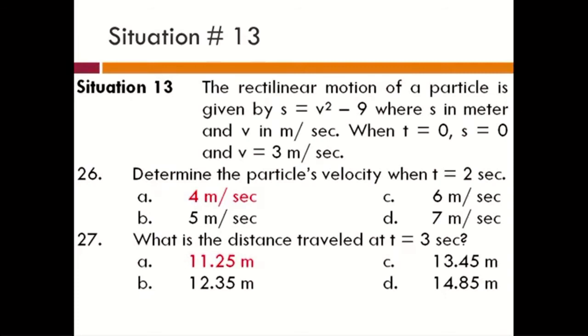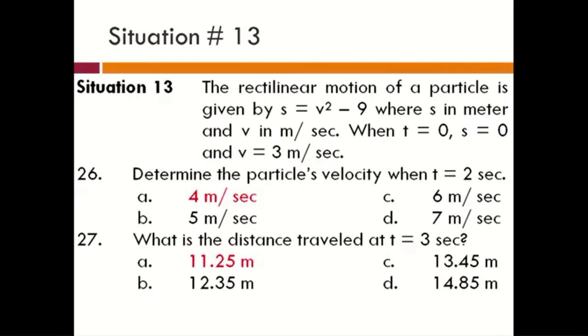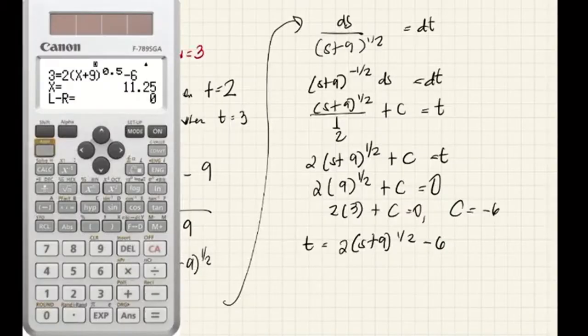At, wait lang. Ay, sorry, shift solve pala natin yun. Mali pala ang gamit natin na equation. T equals 3 pala. So, ang mangyayari, mababaliktad pala yung maisulat dun sa calculator. Okay? So, at T equals 3, ang displacement natin ay S plus 9 raised to, sana hindi naririnig yung maingay sa labas. Nagigigil na ako dyan. Minus 6. Okay. So, that is processing daw 11.25, which is the answer for number 27. 11.25 meters.